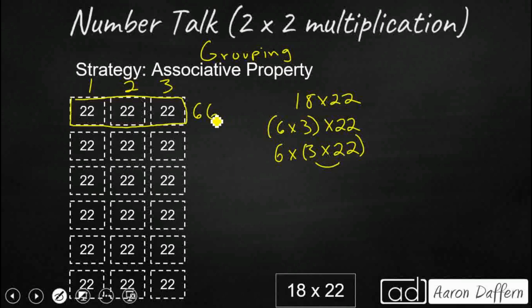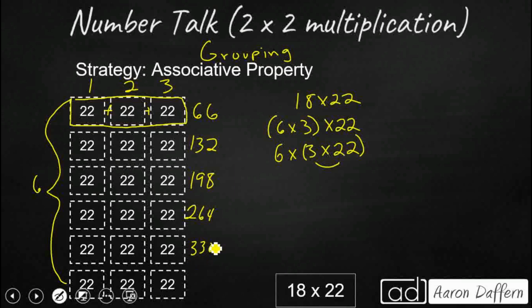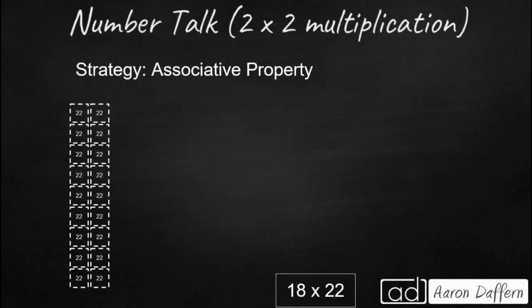And that's going to let me skip count by 66s, because that's really what it is. 22 plus 22 plus 22. So I've got 6 groups of this 66. So that's what we have right here. We've got our 6 groups of 66. And so if we skip count by 66s, we'll get 132. 198 gets us halfway there. 264. 330. And then that last one's pretty easy. It's going to be 396.